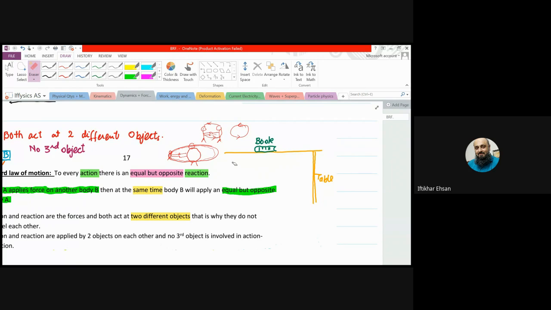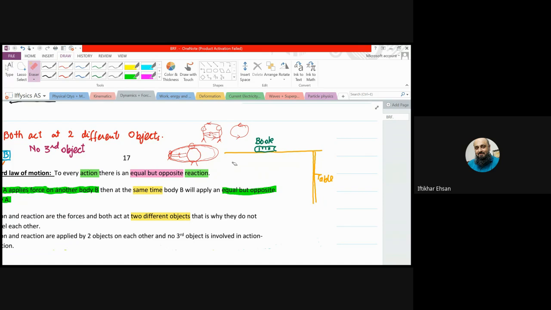Ji beta, now I'm going to help you out. Actually, the statement says, if the weight of the book is action. What do you mean by weight? Weight is the force of gravity. Who applies the gravity on the book? The Earth. And what is the direction of the gravity? Downward. So you were all concentrating on the table. No. It says if weight of the book is action, weight is the downward gravity by the Earth on the book.